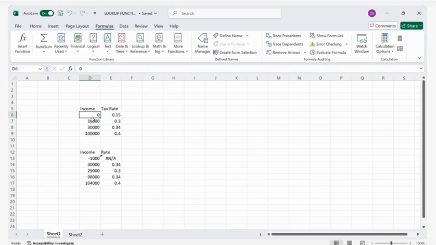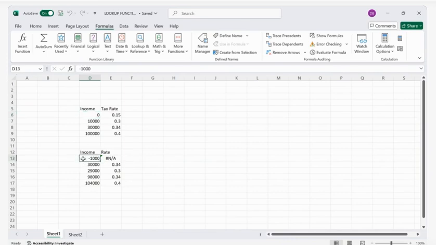Here we have a table with one column representing income and the other representing the tax rate. If a person earns 0 to 10,000, then they have to pay 15% tax. If a person earns 10,000 to 30,000, they have to pay 30% tax. If they earn 30,000 to 1 lakh, they need to pay 34% tax. And if they earn more than 1 lakh, then they need to pay 40% tax. We are going to use VLOOKUP to tally how much tax one needs to pay according to their income.